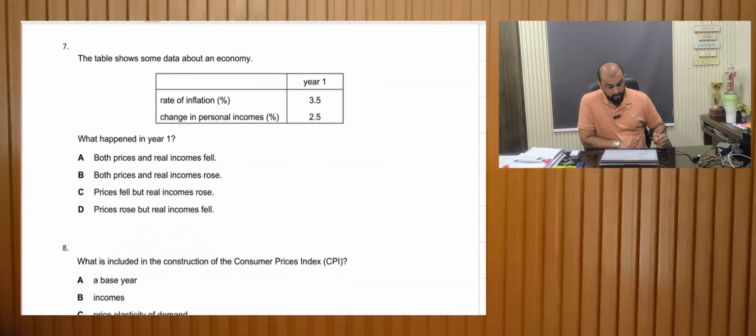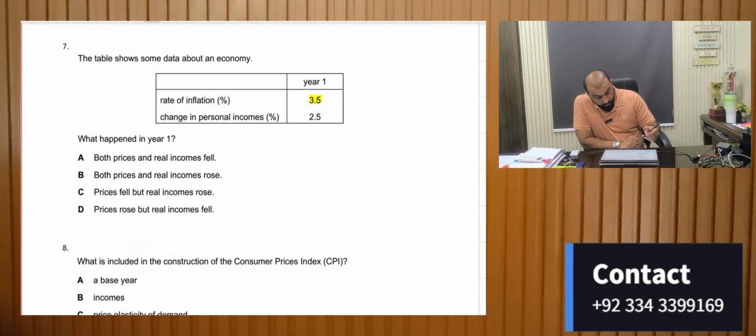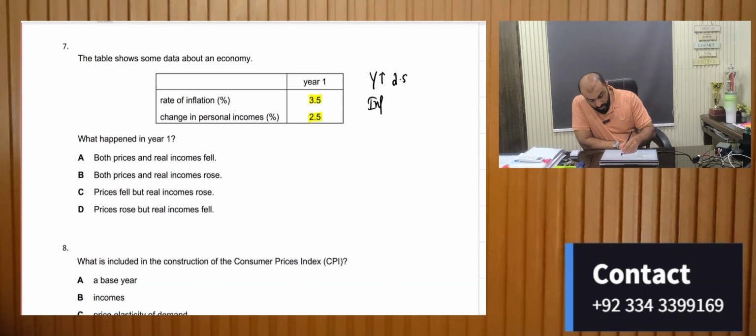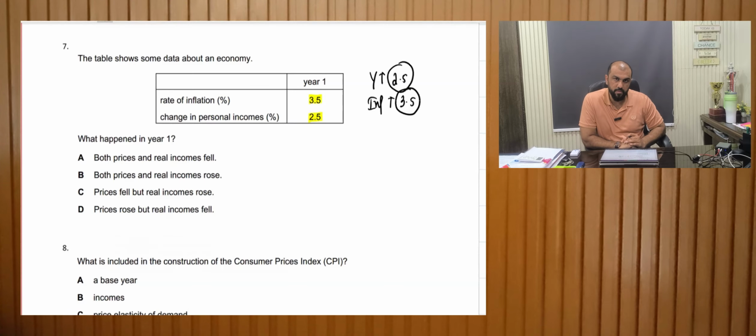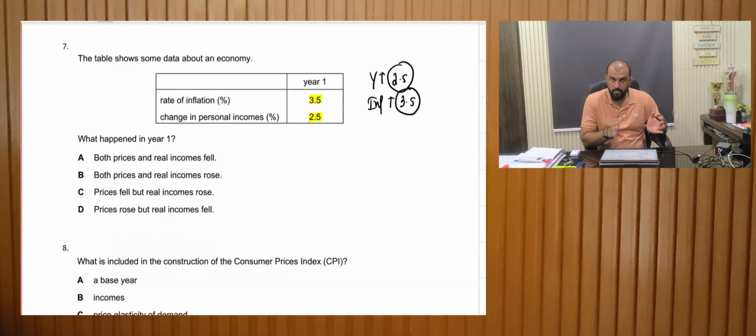7. The table shows some data about an economy, rate of inflation and change in personal income. The incomes are increasing by 2.5%, and the inflation is 3.5%, which means that the purchasing power is falling by 3.5% and the compensation is only 2.5%, which means that the real income after adjusting for inflation has decreased.